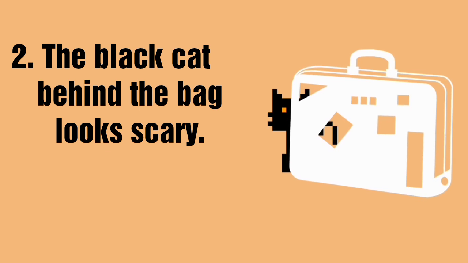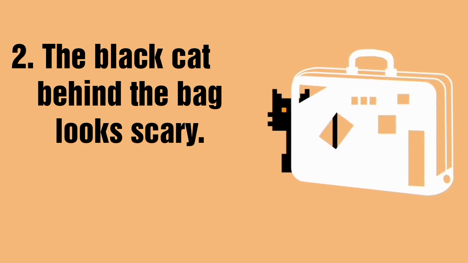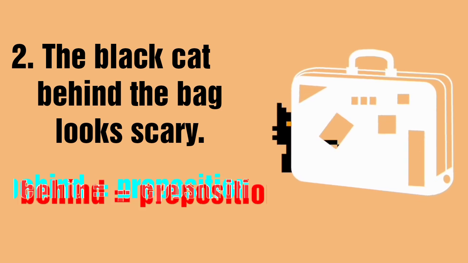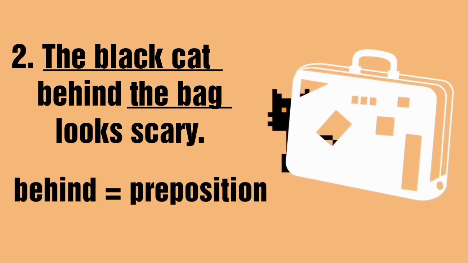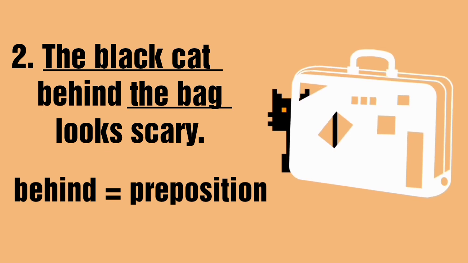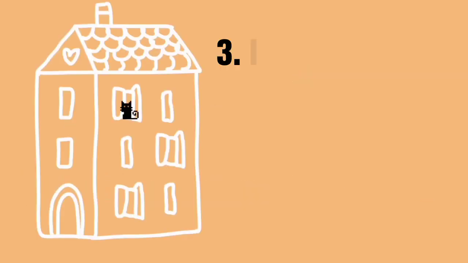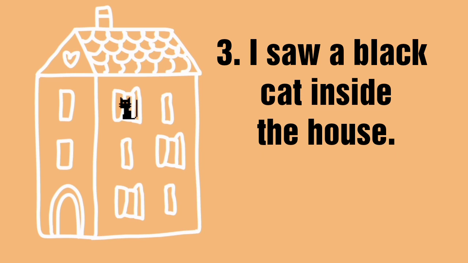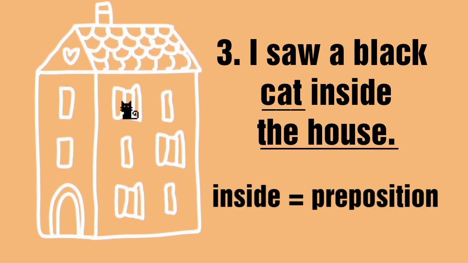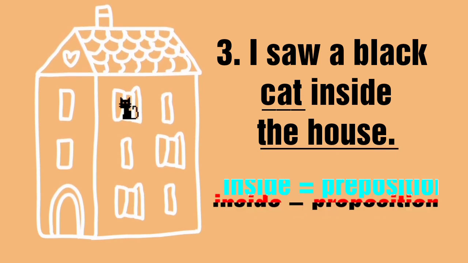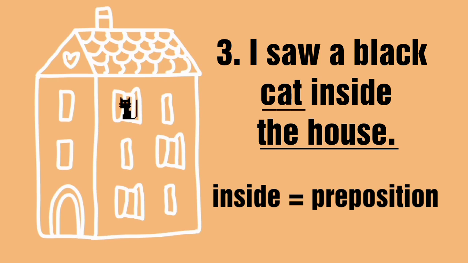Number 2. The black cat behind the bag looks scary. So the preposition is behind, which shows the relationship between the cat and the bag. Example number 3. I saw a black cat inside the house. So the preposition is inside, which shows the relationship between the cat and the house.